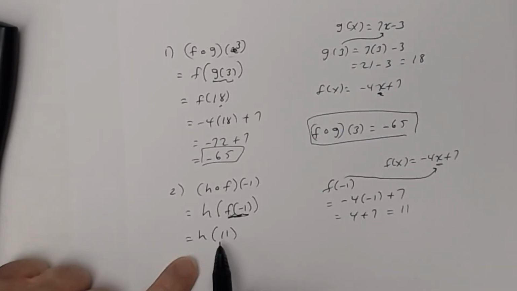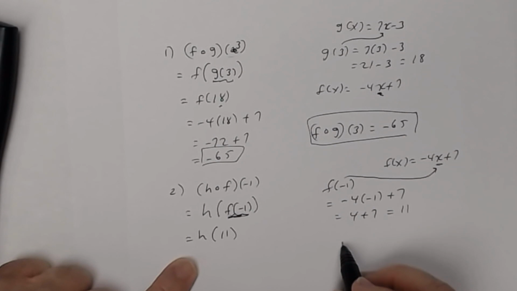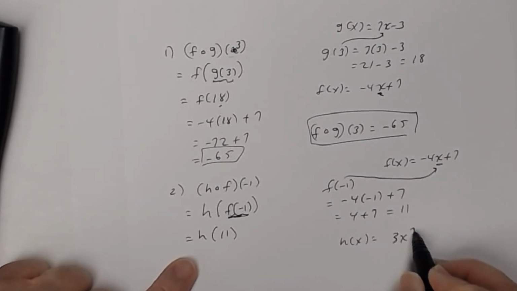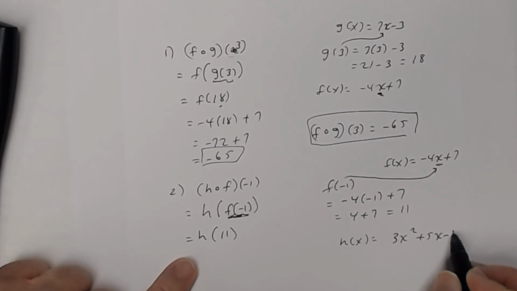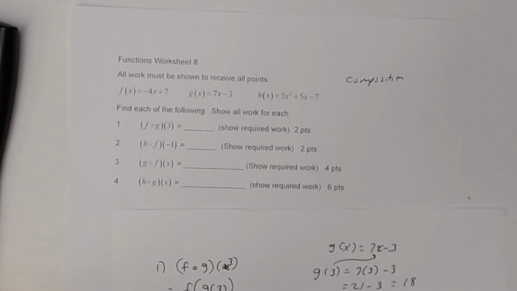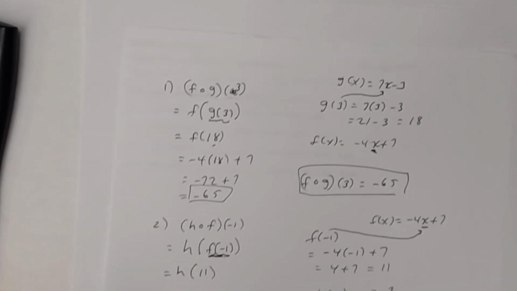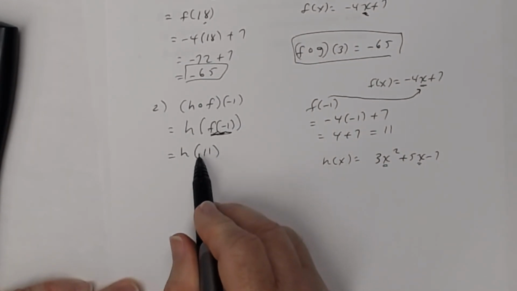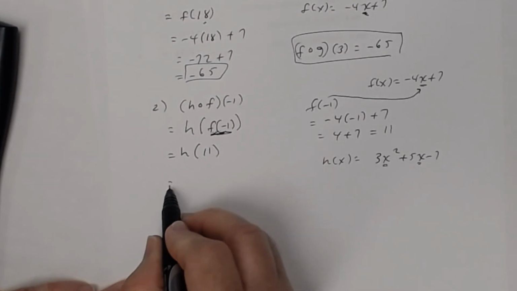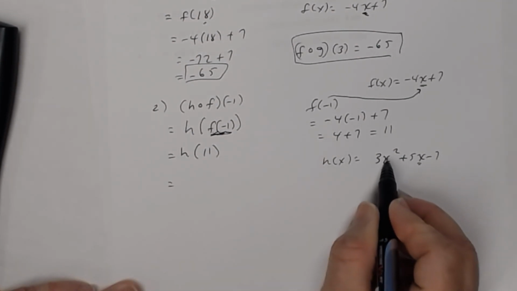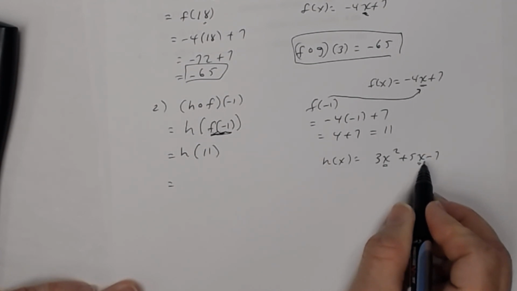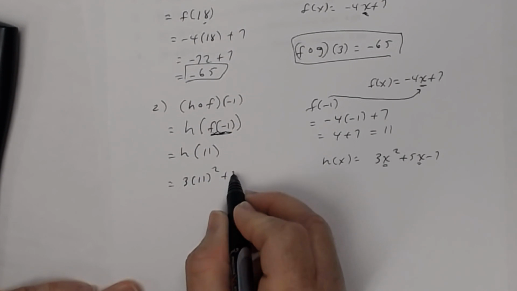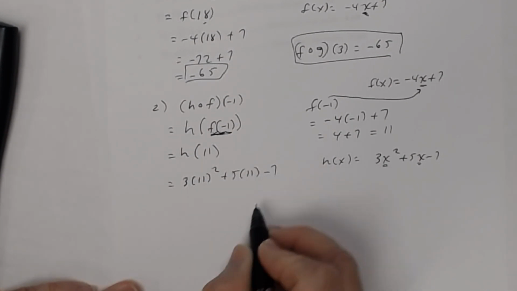So then this means I need to go to my function h of x. And so h of x is 3x squared plus 5x minus 7. Remember, that's what h of x is right here. And in place of x, which I see listed twice, I'm going to substitute 11. So this becomes 3 times 11 squared plus 5 times 11 minus 7.